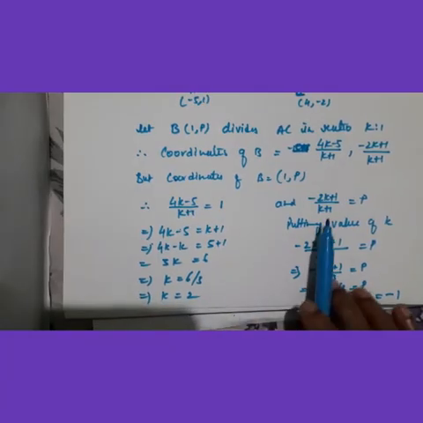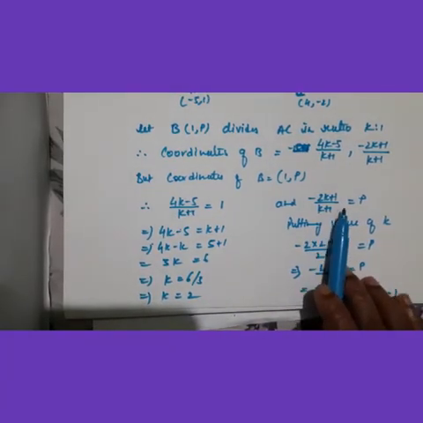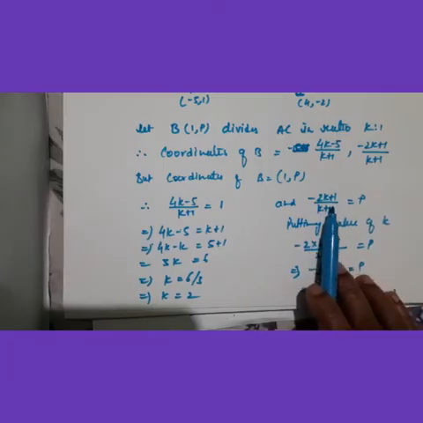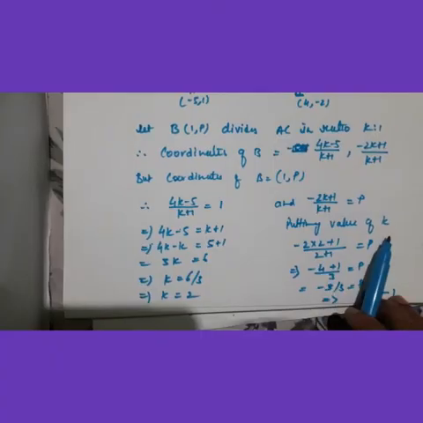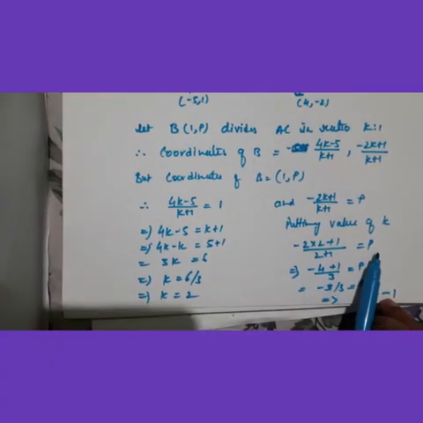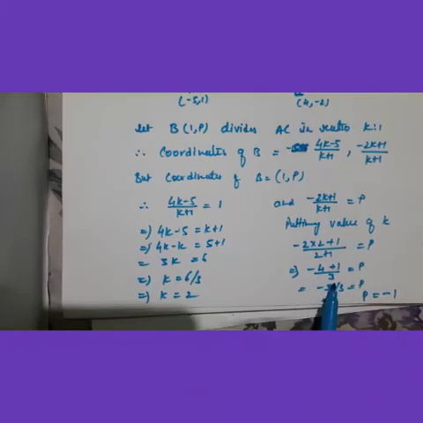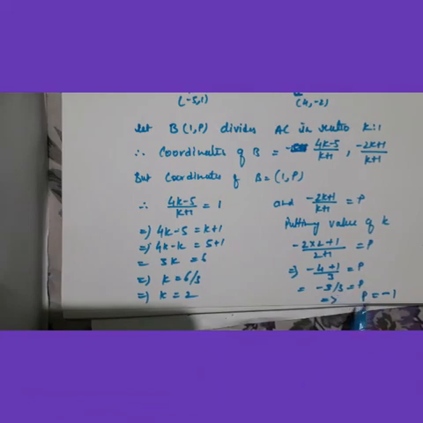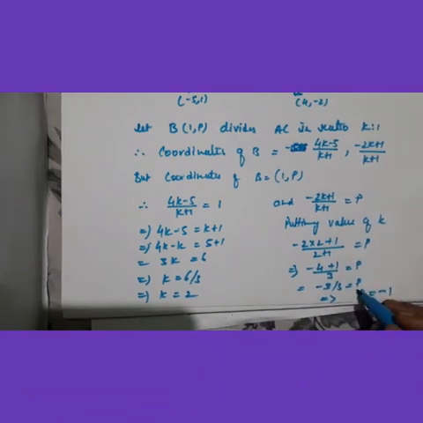Now putting the value of k in the second case, for the y coordinate we get (-2k plus 1) by (k plus 1) is equal to p. So putting the value of k we get (-2 into 2 plus 1) by (2 plus 1) is equal to p. Therefore (-4 plus 1) by 3 is equal to p, that means -3 by 3 is equal to p. It means the value of p is -1. This is your answer.